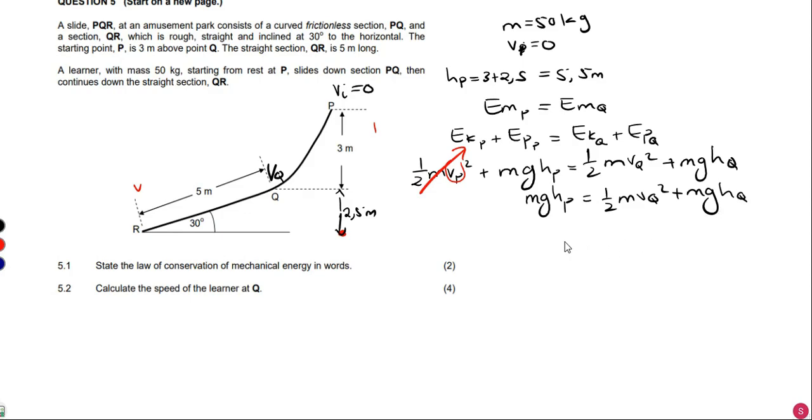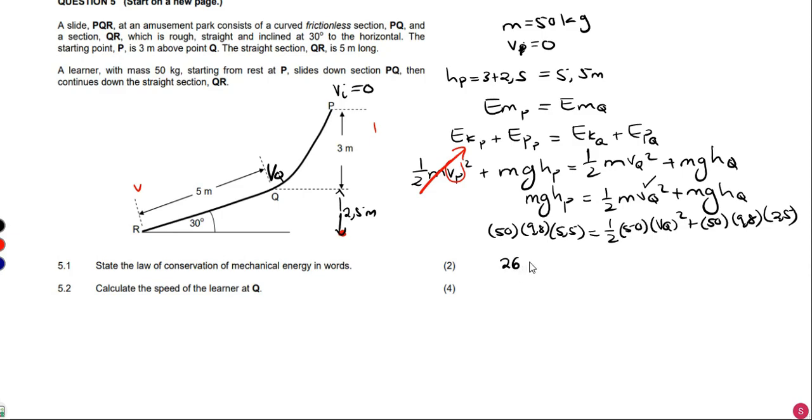What we're looking for is the speed of the learner at point Q, so we are looking at v_q right here. Direct substitution: we have the mass as 50 times 9.8. What's the height at P? It was calculated to be 5.5 meters with respect to the ground, which equals half of the mass 50, and then we don't know the velocity at Q, plus 50 times 9.8. What's the height at Q?